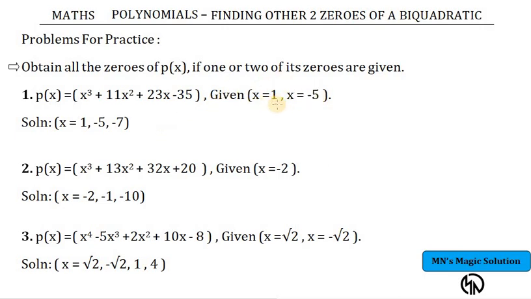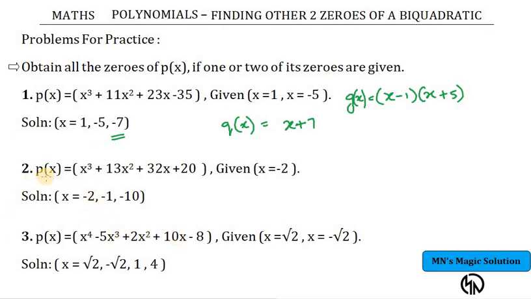Since one zero is x is equal to 1, one factor will be x minus 1. Correct? The other, x is equal to minus 5, when minus 5 goes to the other side, becomes x plus 5. Multiplying these two gives the polynomial g of x. Now divide p of x by g of x to get q of x. In q of x, the third factor that comes is x plus 7. From x plus 7, the third zero is minus 7. This is how you should proceed for the first one.